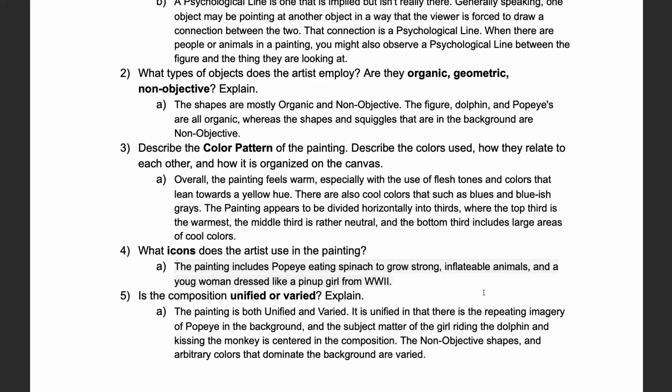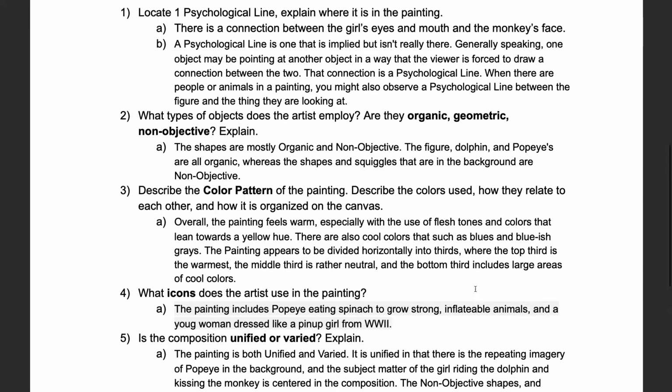Overall, the painting feels warm, especially with the use of flesh tones and colors that lean towards a yellow hue. There are also cool colors such as blues and bluish grays. The painting appears to be divided horizontally into thirds, where the top third is the warmest, the middle third is rather neutral, and the bottom third includes large areas of cool colors.